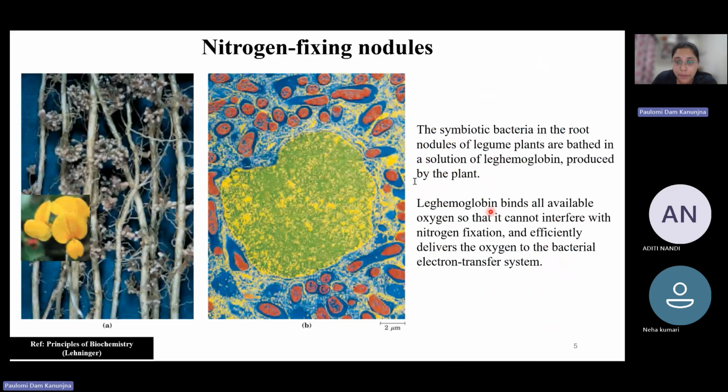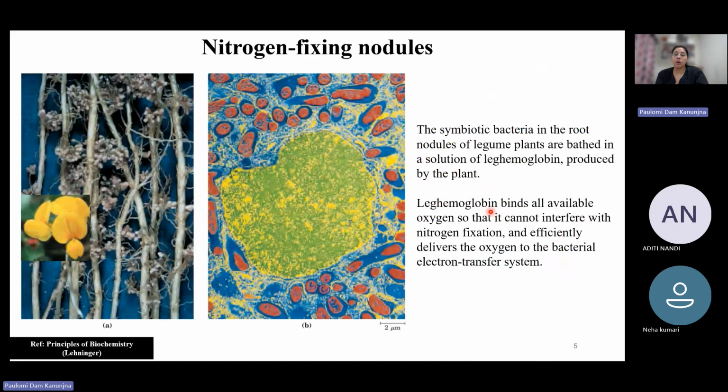This leg hemoglobin is a solution that these bacteria, which are present in the root nodules of plants, have come up with for controlling the oxygen toxicity problem. So these bacteria are present in this solution of leg hemoglobin. This is an oxygen binding heme, which is produced by the plant. So the plant gives this hemoglobin. This hemoglobin captures all the oxygen. Now, because this binds to all the available oxygen, the oxygen cannot interfere with the nitrogen fixation. And therefore, because you don't have oxygen, the bacteria is easily capable of fixing all the nitrogen.